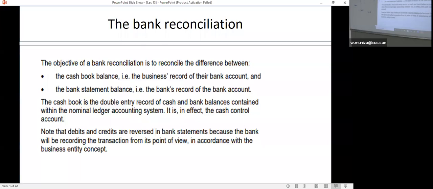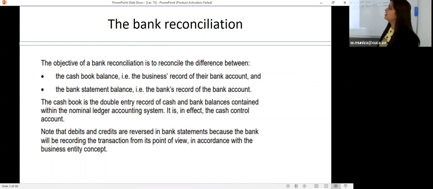The objective of the bank reconciliation is to reconcile the differences between the cash book balance, that is the business record of their bank account, and the bank statement balance, that is the bank's record of the bank account. The cash book is the double entry record of the cash and bank balances contained within the nominal ledger accounting system. It is in effect the cash control account. Like we have discussed the receivables control account and the payables control account, cash book itself is a book of prime entry. Okay, so it is basically your cash control account.